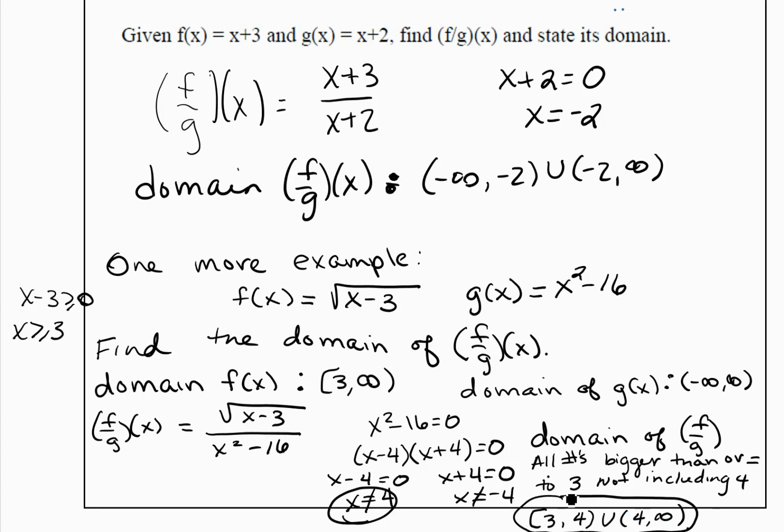Okay, so if you're just adding, subtracting, or multiplying functions, you want to look at the intersection of the domains of the two functions you started with. And if you're dividing, you also need to take into account anything that makes what you're dividing by equal to 0.